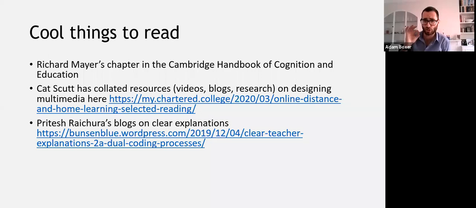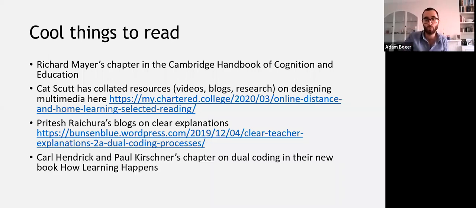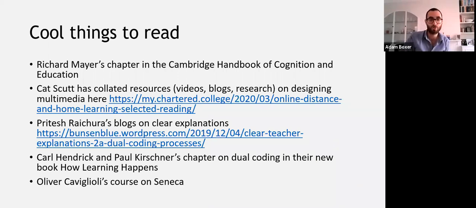And Pritesh is super at this kind of stuff, so definitely check out his blog. Carl Hendrick and Paul Kirschner, they've got a brand new book out called How Learning Happens, and I definitely recommend that generally, as well as the chapter on dual coding and the multimedia effect. And then also free online is Oliver Caviglioli's course on Senecas. I think Ollie is speaking at researchEDHome in a couple of weeks, or next week, I'm not sure, but you can check that out on the timetable when he's talking about this stuff. And he's also pushing it further, and I think emphasizing slightly different strands of the tradition. And I definitely recommend that as well.